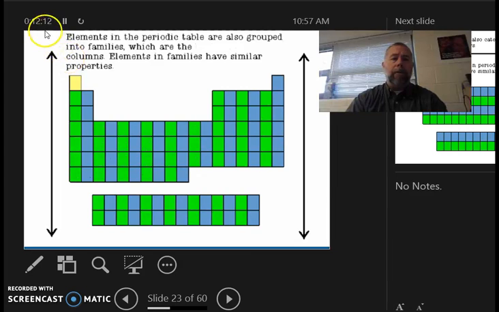Now, we're going to pause right here because I don't want to go into this next section just yet. But we will get there, okay? This first section, we'll want to see your Cornell notes and see what they look like.